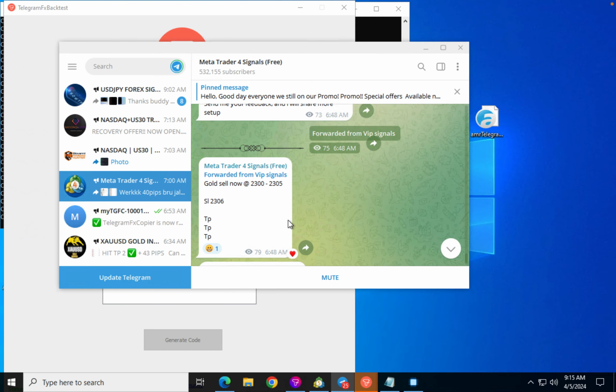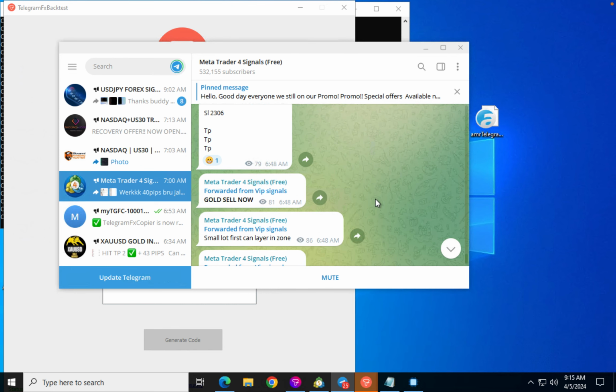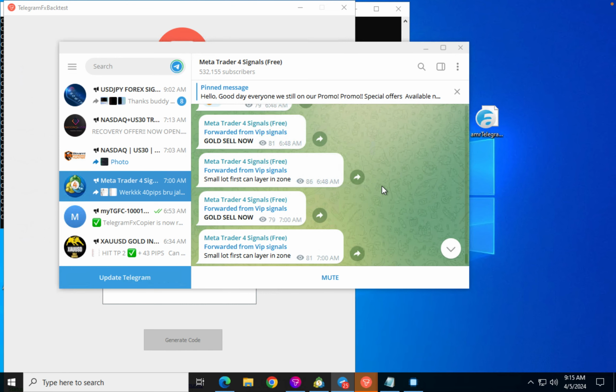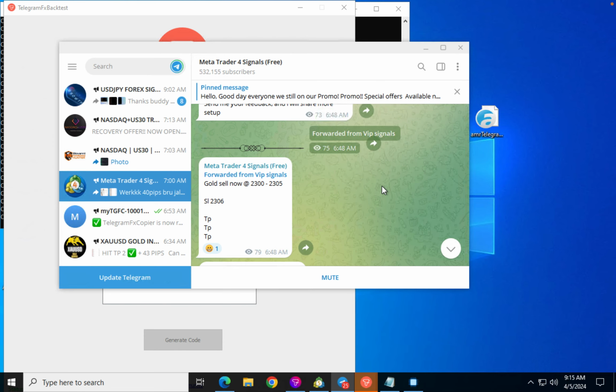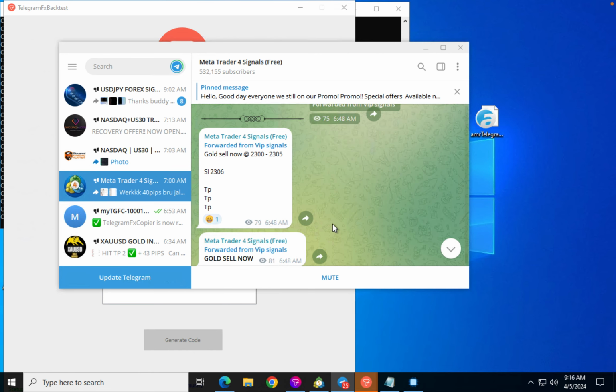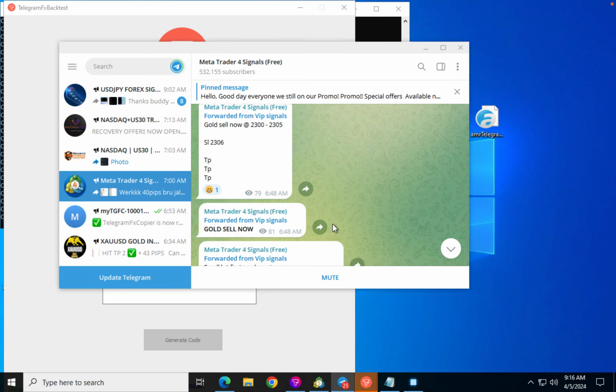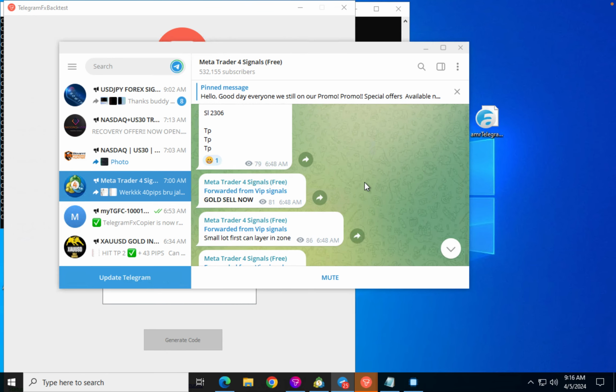And based on the variation of the format, it's really sloppy. So you can see, for example, here's a signal. And the signal looks okay, except there are no target prices included, right? So if you were using a copier, it's probably going to default to whatever your backstop target prices are going to be.